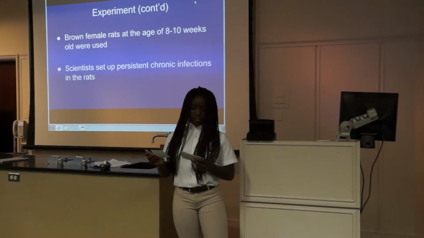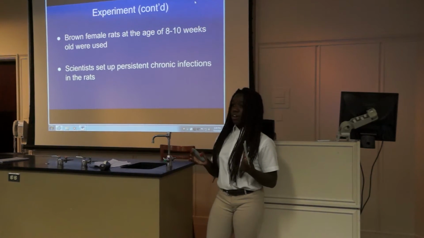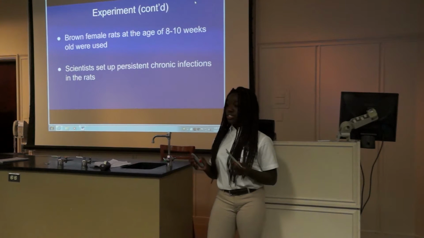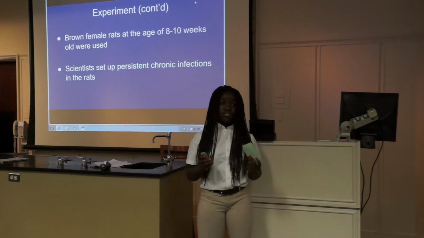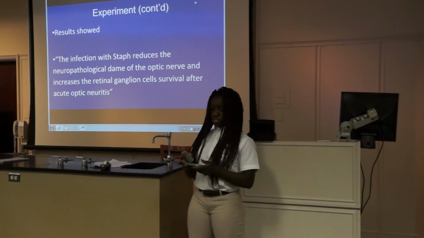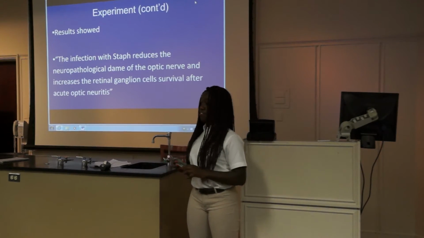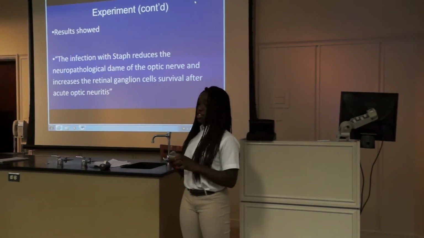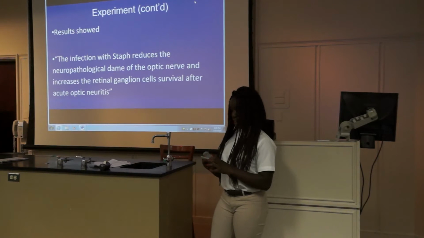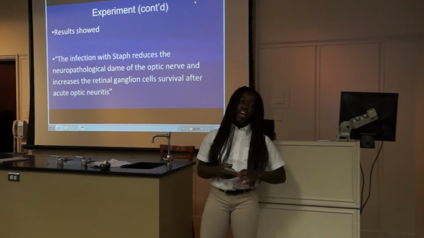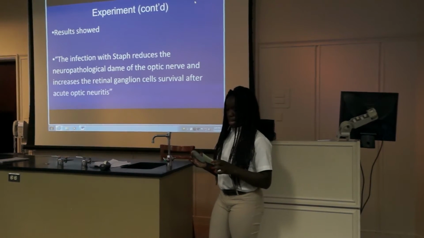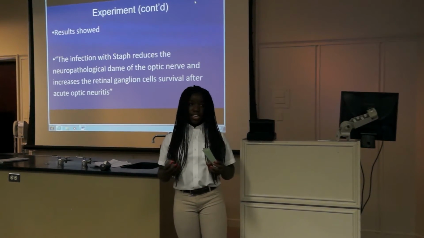There were 62 brown female rats, about 8 to 10 weeks old, and the scientists set up persistent chronic infections in these rats, then they were purposely infected with strains of Staphylococcus aureus. The results showed many positive things, particularly that infection with Staphylococcus aureus reduces the neuropathological damage of the optic nerve and increases retinal ganglion cell survival after acute optic neuritis. Acute optic neuritis is brain inflammation and swelling of the nervous system, and this can result in temporary loss of eyesight.